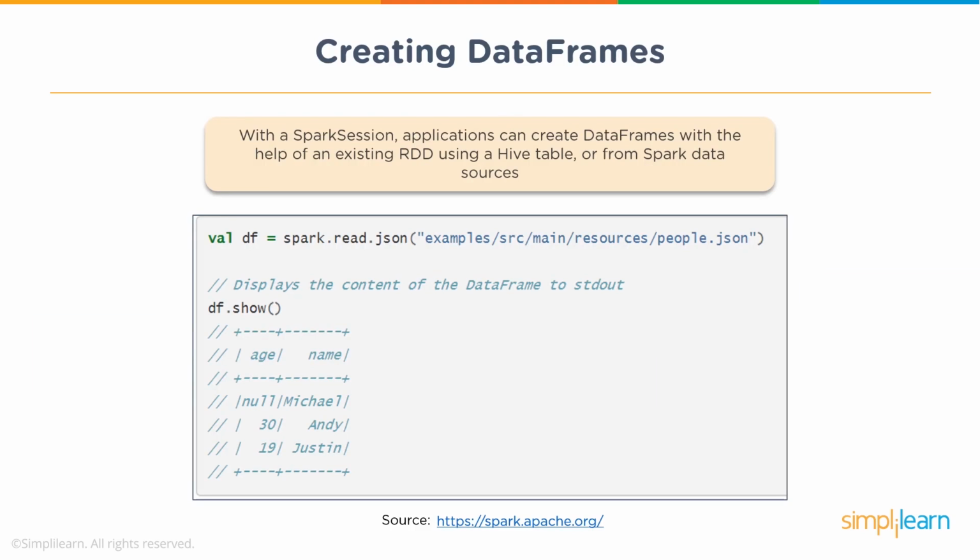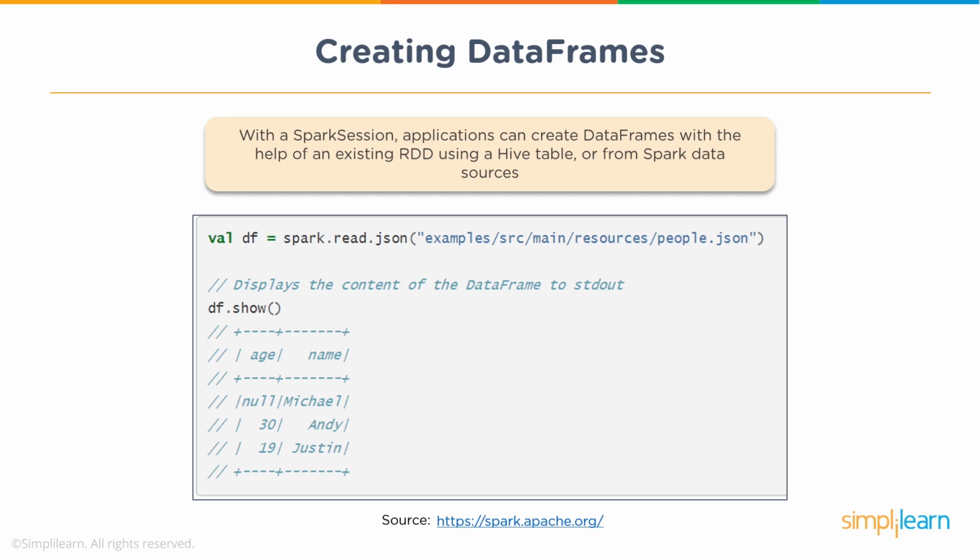Applications can create data frames with the help of an existing RDD, using a Hive table, or from Spark data sources. So your data frames would be created no matter where you get the data from, provided the data is structured. Even if the data is not structured, you can still create a data frame, but that will not make any sense. So here we are doing a read.json. We are pointing it to a JSON file, which should exist in this particular path. Now, if you are using Spark with Hadoop, this would expect the data to be on HDFS.